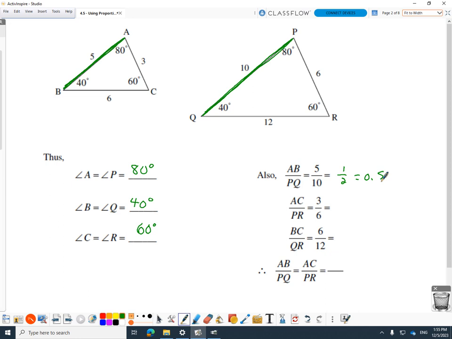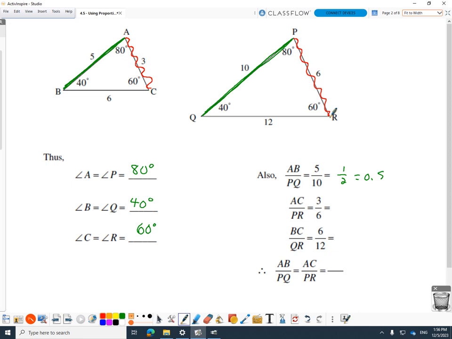Now look, okay, if you've got another color, great. If you don't have another color, do what I do. It says AC, which is this side. Here we go. I'm going to do it with a little squiggle line. I'm doing another color so you can see it. You don't need another color. AC matches up, or corresponds, if you want to use the fancy math word, in this triangle with PR. Those sides match up.